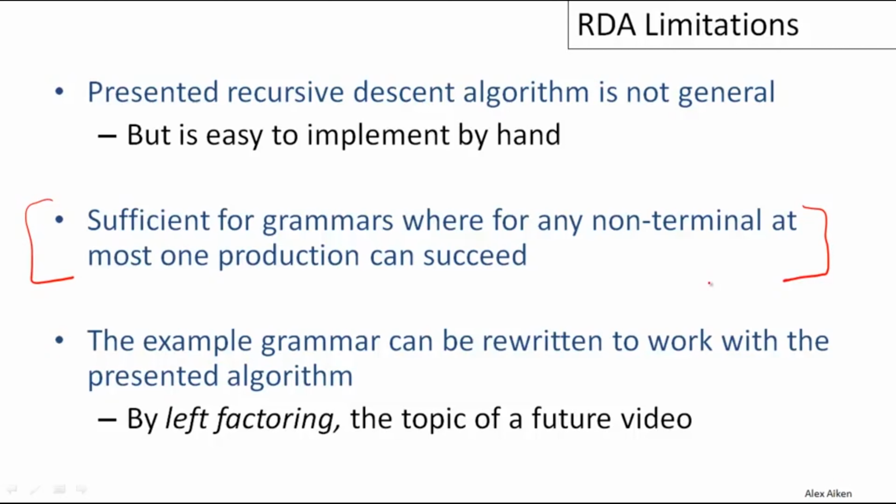And it turns out that the example grammar that we're working with in the last couple of videos could actually be written to work with this algorithm. All right? And we would have to left factor the grammar. Well, actually, there's more than one way to rewrite the grammar to work with this recursive descent algorithm, but one way to do it is to left factor it. And I'm not going to say any more about left factoring in this video, because that's going to be a topic of a video that's coming up shortly.